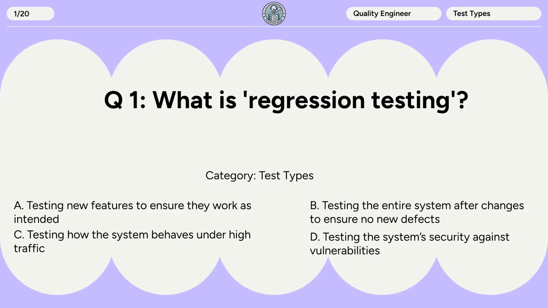Question 1. What is regression testing? A. Testing new features to ensure they work as intended. B. Testing the entire system after changes to ensure no new defects. C. Testing how the system behaves under high traffic. D. Testing the system's security against vulnerabilities.